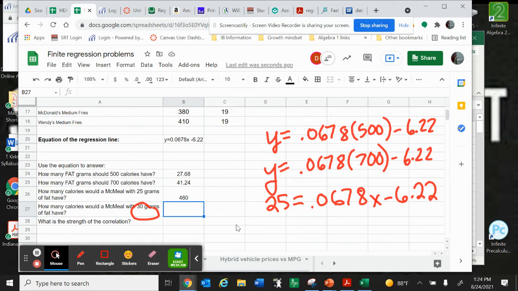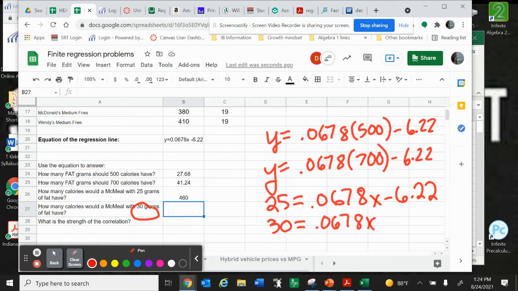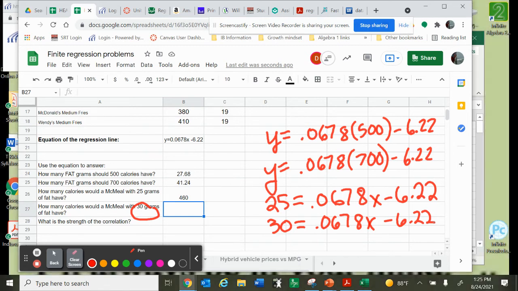How many calories would a McMeal with 30 grams of fat this time have? So to set it up, 30 equals 0.0678 x minus 6.22. Same thing, this time we're going to add 6.22 to 30 and divide it by 0.0678. You get 534.